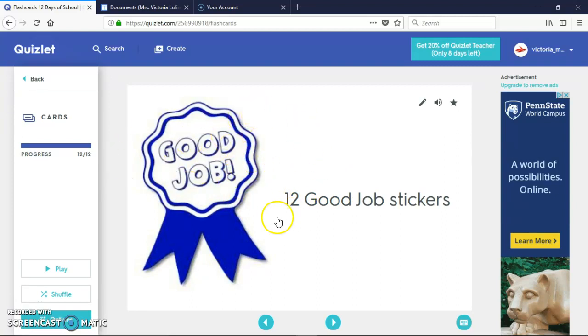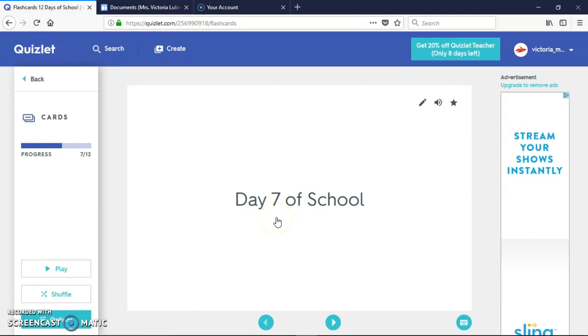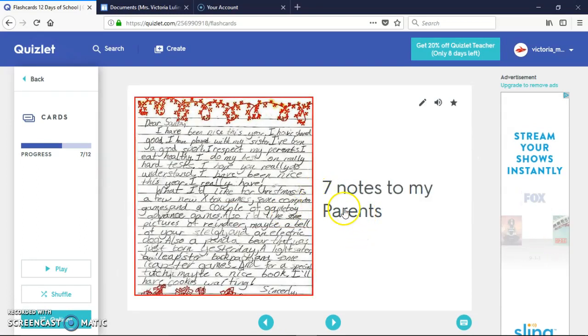Once you are done with this, and this is the last step, this is just your study tool that you can use. If you're not comfortable and haven't remembered the 12 days of school, then you can always go back and flip back through them. They're right there at your disposal. If there's a certain day, like maybe day 7 is the one you don't remember, you can click on it and you can realize that it's 7 notes to my parents.